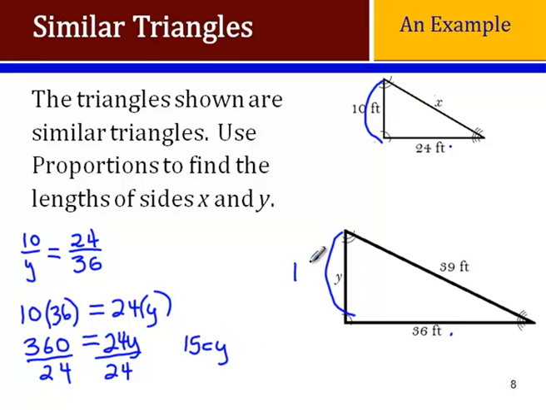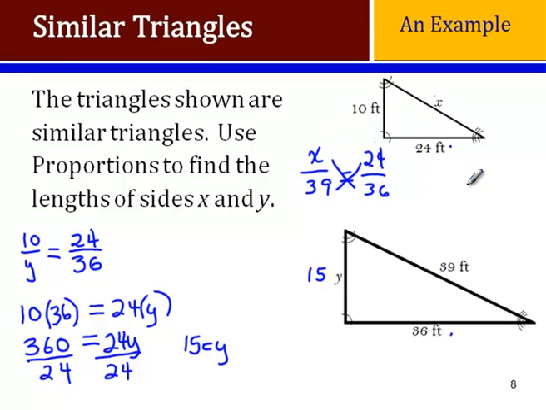So this side is 15 feet, since the units indicated here, which are of course not to scale, but the units indicated here are feet. So now if I'd like to find the value of x, I can say x is to 39 as, and we can use the 24 over 36 again. Of course, we could also use the 10 over 15 because we now know that y is 15.